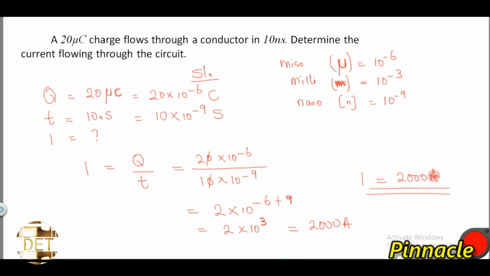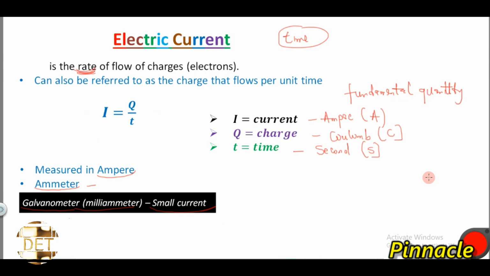Remember, current is measured in what? In ampere. So this is my answer to this question. So this is very easy. The catch here is that just know that electric current is the rate of flow of charges, and the formula is I is equal to Q all over T.